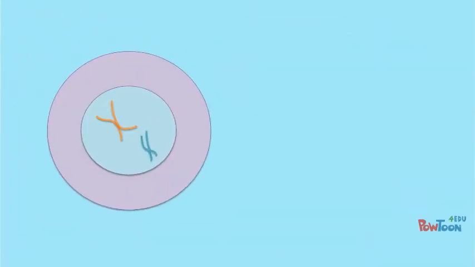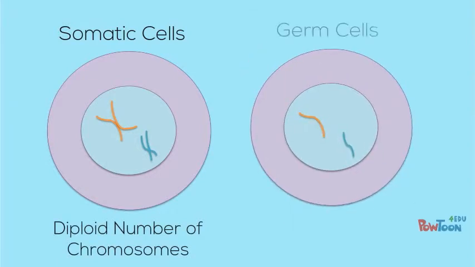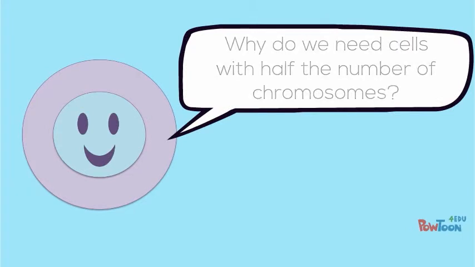Most of the cells in your body are somatic or body cells and have diploid, or the normal, number of chromosomes. However, the cells that we care about today are your germ cells, which have half the number of chromosomes, and so they're called haploid cells. You may ask, why do we need cells with half the number of chromosomes?